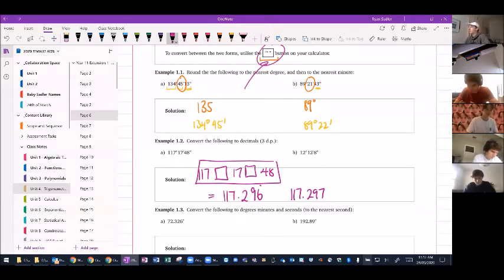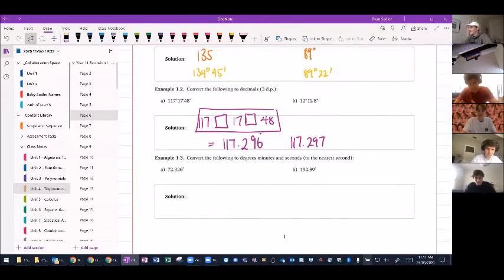Can you please write there's only 30 minutes in degree? I don't want to do that because that's not right. 60 minutes in degree. You just round up or down. So make sure you can do that. If you can't do that, let me know.